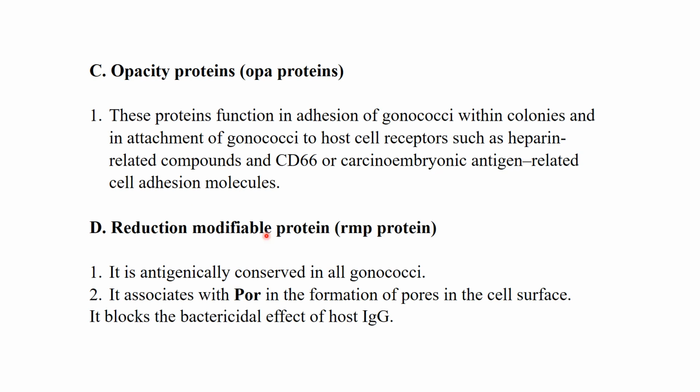Reduction modifiable protein, that is called RMP protein. RMP, reduction modifiable protein, is antigenically conserved in all gonococci. It associates with the pore protein in the formation of pores in the cell surface. RMP protein is helpful in forming pores in association with pore protein. It blocks the bactericidal effect of host IgG, the immunoglobulin G, so it prevents host resistance and provides bacterial resistance.